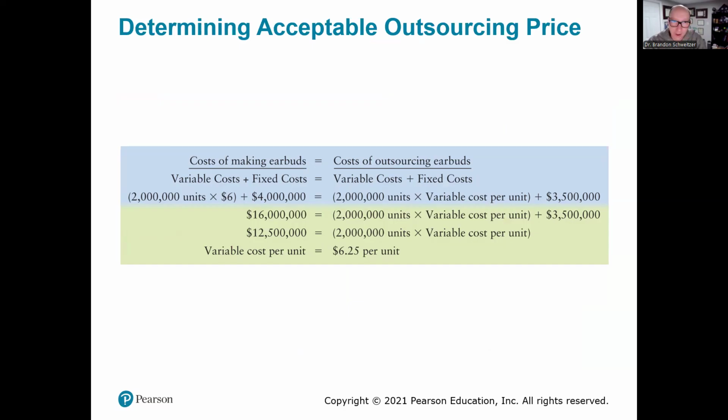We then calculate the cost of making the earbuds and compare that to the cost of outsourcing the earbuds. To do this, we run out the variable cost plus our fixed costs on both sides. And as you can see, it's just a matter of solving for X, right? We can see that the variable cost per unit total would be $6.25 per unit. Very similar to what we talked about last week.